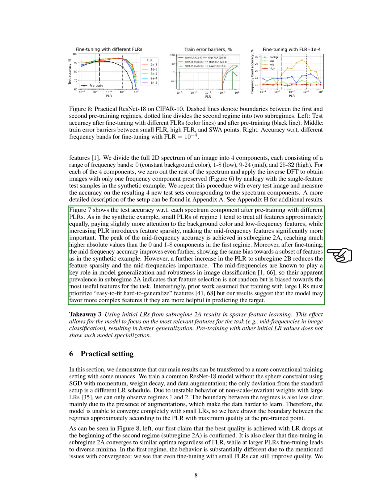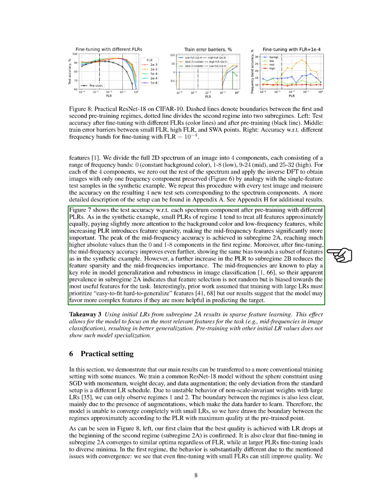After fine-tuning, mid-frequency accuracy improves further, demonstrating a similar bias towards a subset of features as seen in the synthetic example. However, increasing the learning rate to the second subregime reduces feature sparsity and the importance of mid-frequencies. Since mid-frequencies are crucial for model generalization and robustness in image classification, their prominence in the second subregime indicates that feature selection is not random but favors the most useful features for the task.